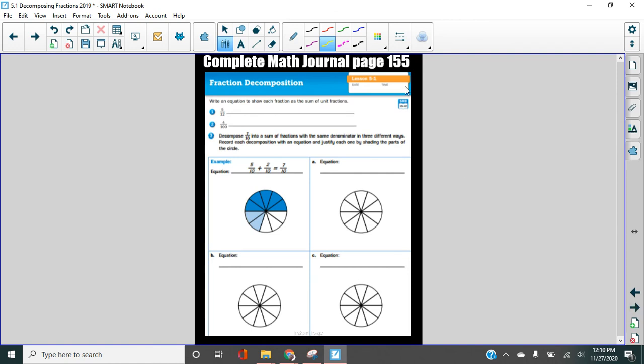Today, you are doing Math Journal page 155. At the top, you have to decompose these first two as a sum of unit fractions. What were unit fractions again? They have a 1 as the numerator. And then for number 3, we're going to decompose 7/10. You can read this a little bit, but you can see we can do it some different ways. It doesn't have to be with unit fractions for number 3, but it does on numbers 1 and 2.